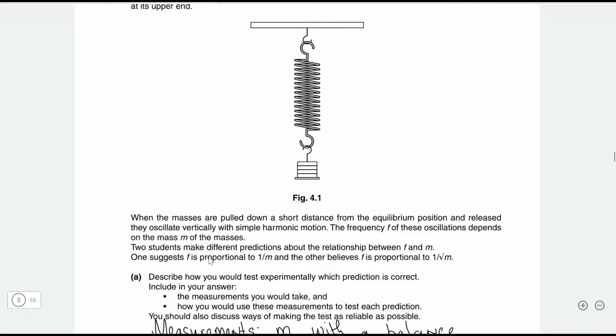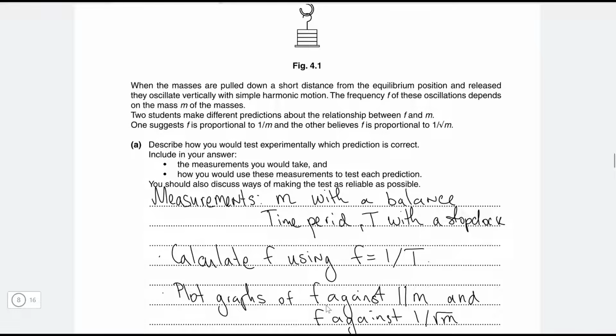So two students make two different predictions about the relationship between f and M. One of them says that f is proportional to 1 over M. The other one thinks that f is proportional to 1 over root M. Describe how you would test experimentally which prediction is correct, including your answer, the measurements you would take, how you would use those measurements, and also ways of making your test as reliable as possible. So let's have a look at my measurements first off.